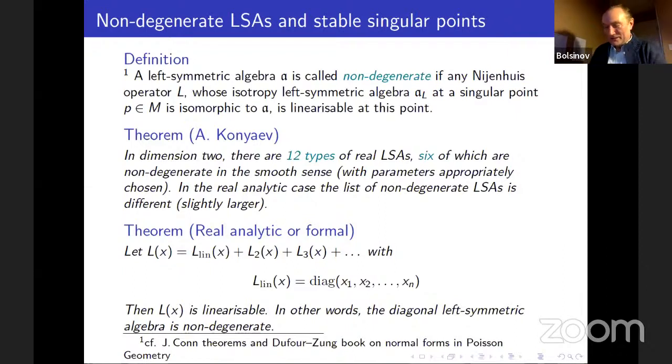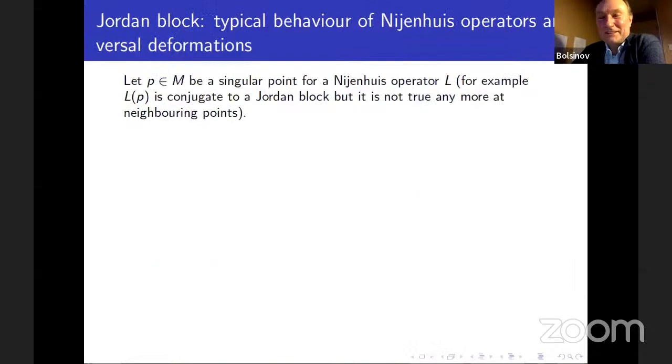So let me see how much time I have. Very quickly about the Jordan block. Let's consider the following question. We know what happens in the semi-simple case, when this operator is semi-simple and has different eigenvalues. But what about a Jordan block? If L is a Jordan block at a given point, and in the neighborhood it's something else, what happens? What can we say?